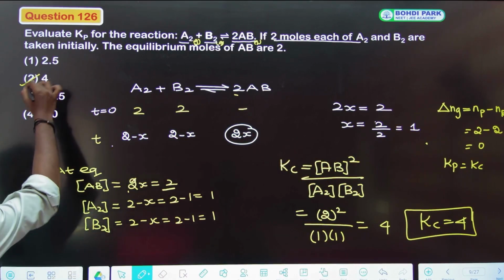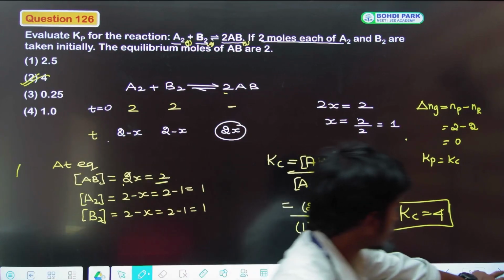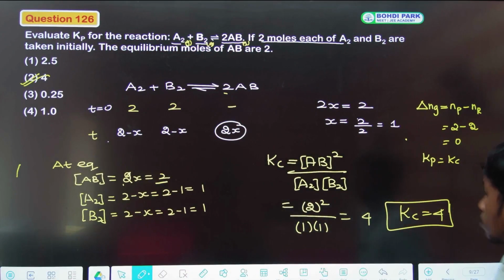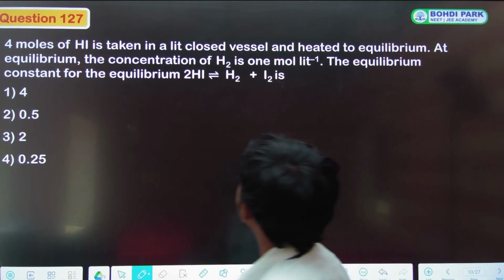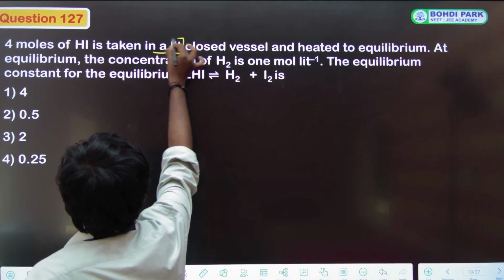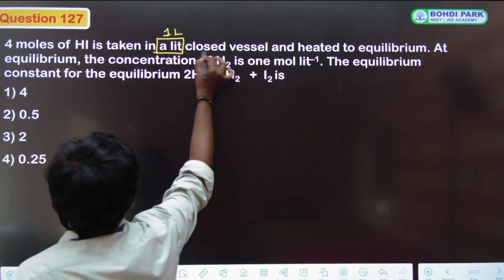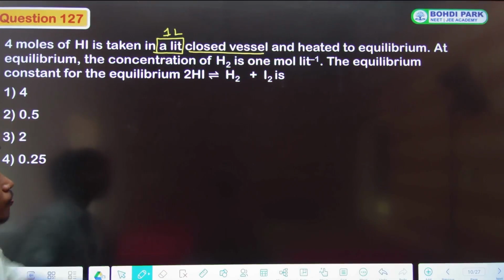So option 2 is the correct answer. Okay, then the next question is: 4 moles of HI is taken in a 1 liter closed vessel and heated to equilibrium.